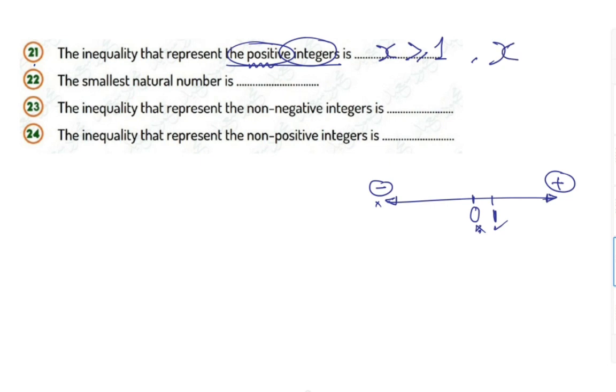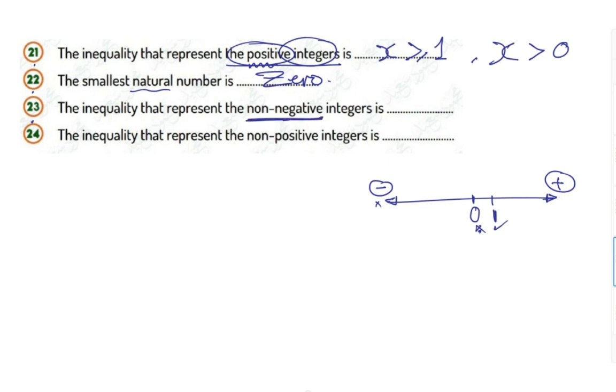What is the solution here? x greater than 0, but not equal to 0. Question 22: the smallest natural number. What is a natural number? We know it is the counting numbers plus 0. So the smallest natural number is 0.